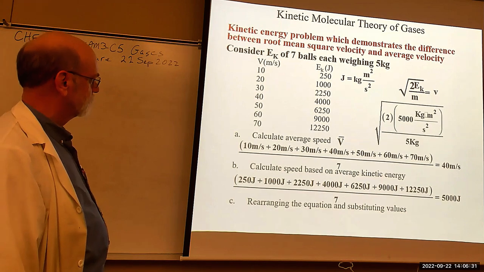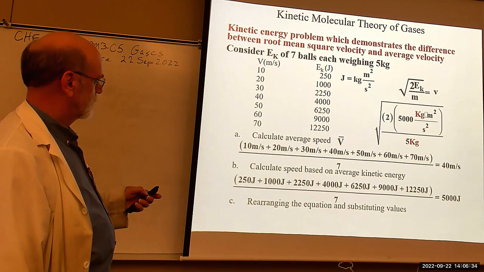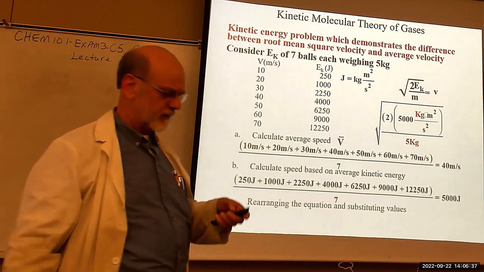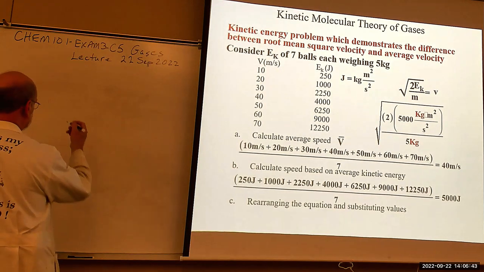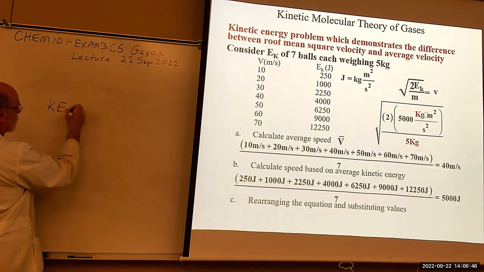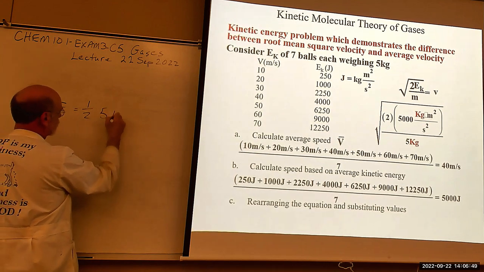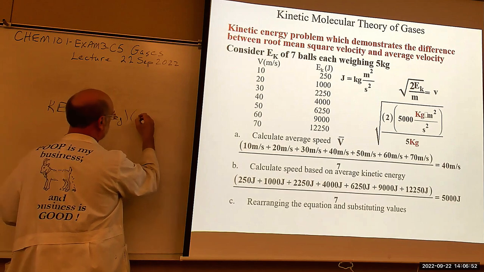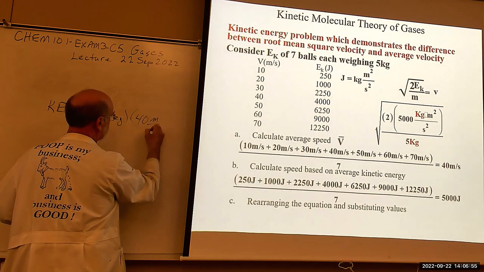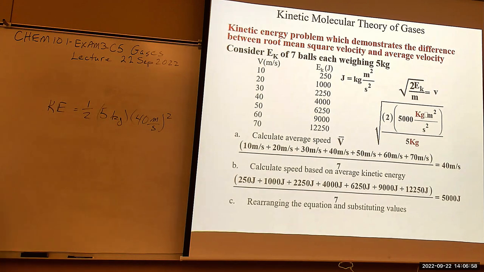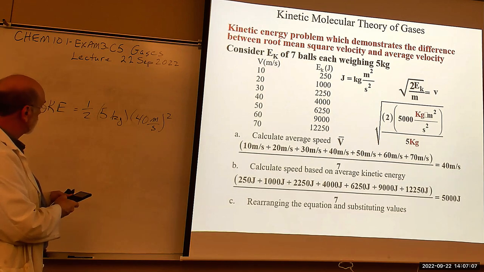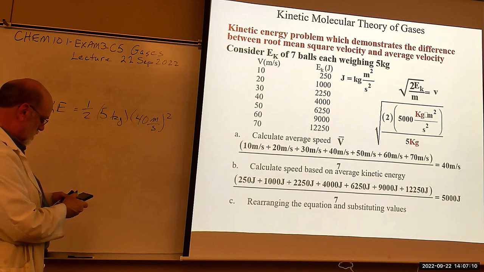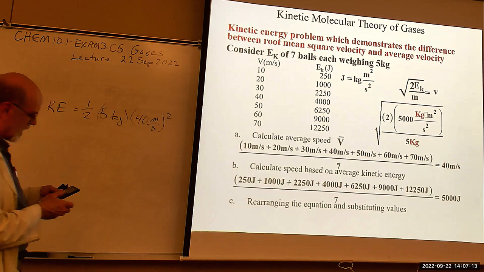Now, there I go again. We could do it that way. In fact, let's do it that way. So the kinetic energy equals 1/2 mass, 5 kilograms, and the average velocity is 40 meters per second, squared. So let's see what that value would be. 40 squared. I get 4,000 joules.